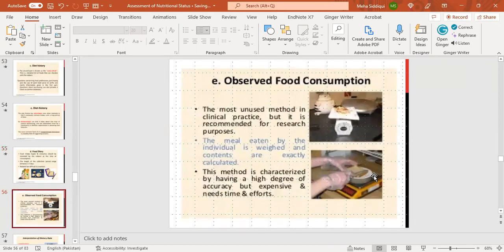It is the most unused method in clinical practice, but it is recommended for research purposes. The meal eaten by the individual is weighed and contents are exactly calculated, and this method is characterized by having a high degree of accuracy but is expensive and needs time and effort. So this method is recommended only for research purposes.